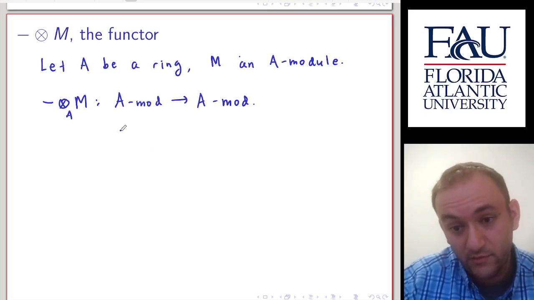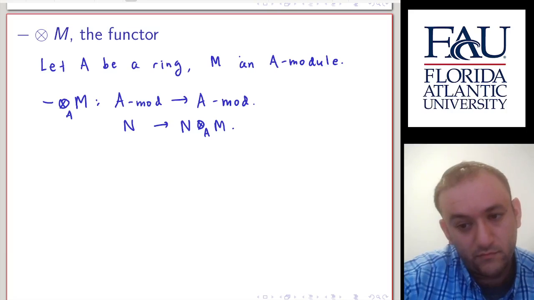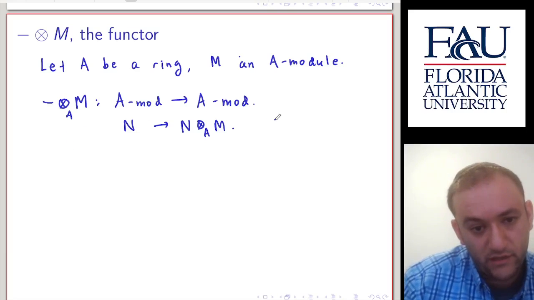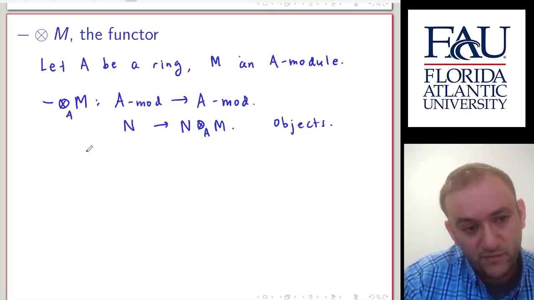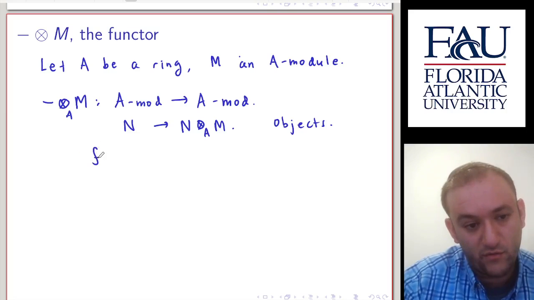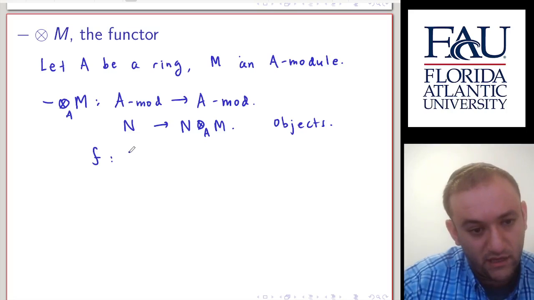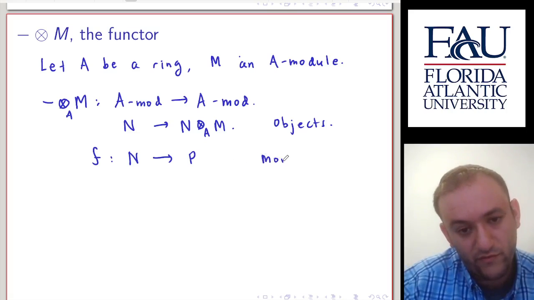And how does this act on objects? Obviously it takes a module N and it maps it to N tensor with M over A. As for the morphisms, so this is for objects. What it does on morphisms, well, if I start with a map F going from N to P, this is a morphism.